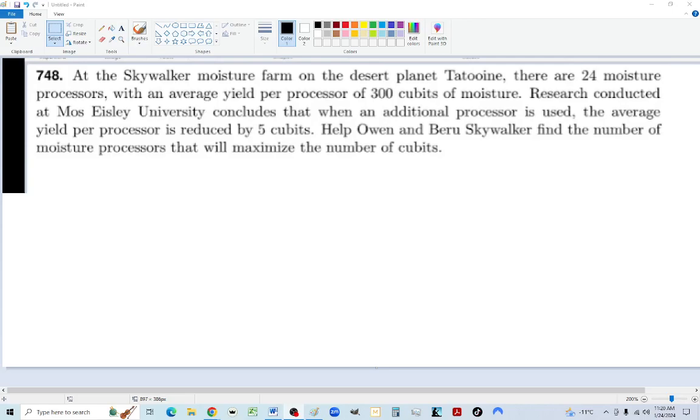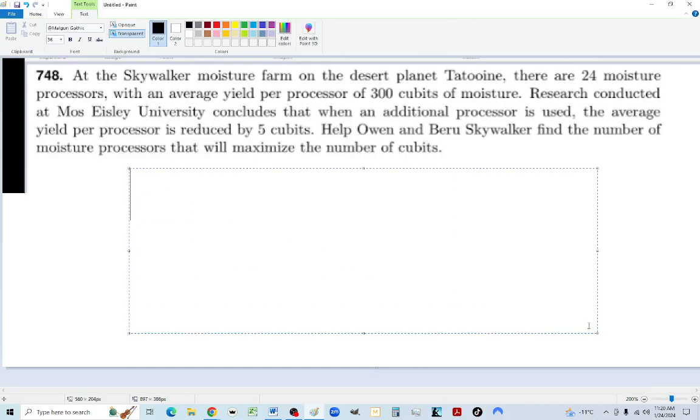Okay, huge correction on 748. Huge correction. My mistake on the analysis: you should not use a linear process, even though it makes sense. It's the wrong answer. Here's how you should do it.